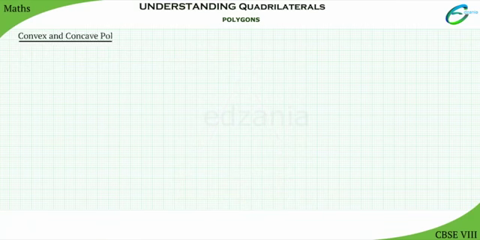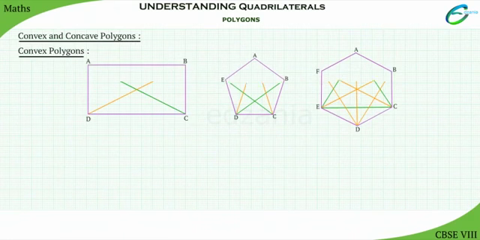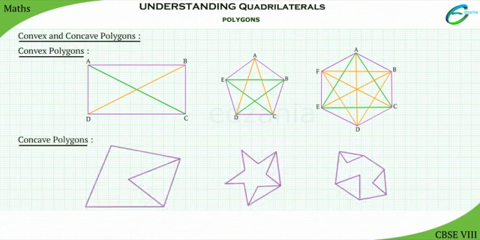Convex and concave polygons. In some of the polygons, the diagonals are in the interior of the polygon. In some of the polygons, the diagonals are in the exterior of the polygon. What is the difference between them? If the diagonals are in the interior of the polygon, then the polygons are called convex polygons. If the diagonals are in the exterior of the polygon, then the polygon is called a concave polygon.